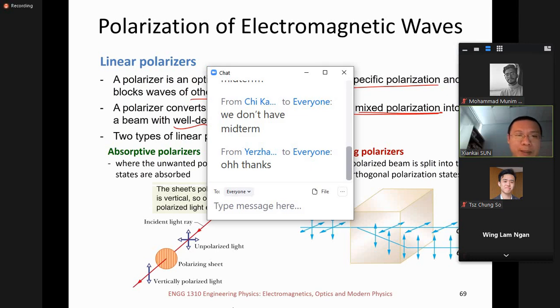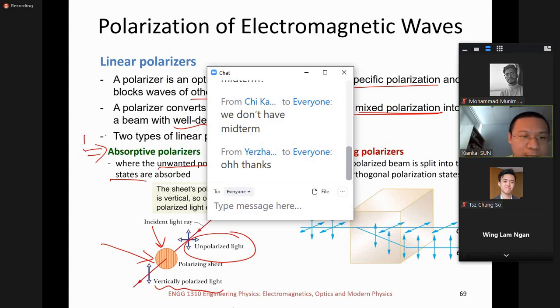Basically there are two types of linear polarizers. The first one is absorptive polarizers. This kind of polarizer absorbs all the unwanted polarization states. As shown here, if you send unpolarized light through this polarizing sheet, it will block all the other polarized states and only allow the vertically polarized light to pass through. Why vertically polarized light? Because the polarizing angle of that polarizing sheet is along the vertical direction.